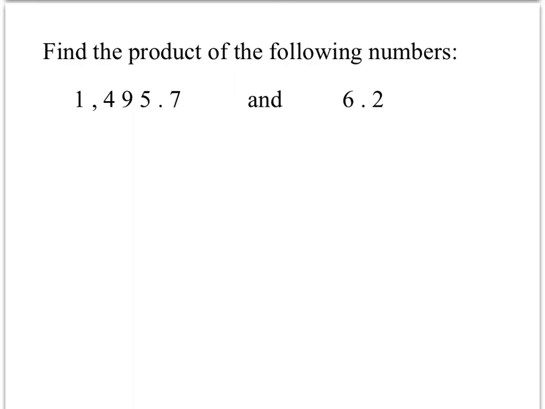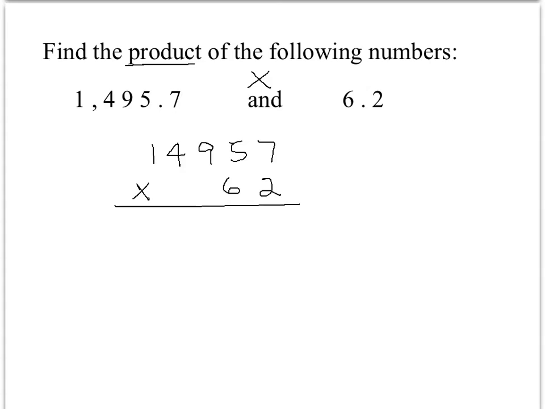Okay, again, we're asked to find the product of these two numbers, which means we take these two numbers and we multiply them. So I'm going to rewrite some things, ignoring the decimal, just like I did in the previous movie. So it's 1, 4, 9, 5, 7 times 6, 2. And I'm just going to start multiplying.